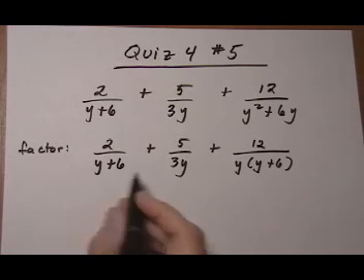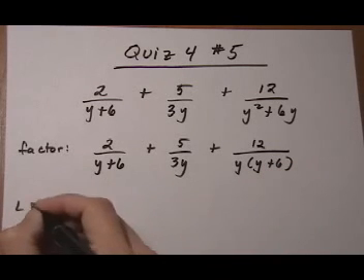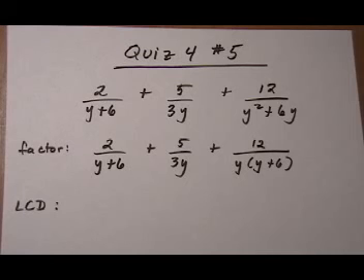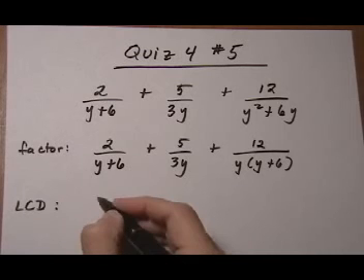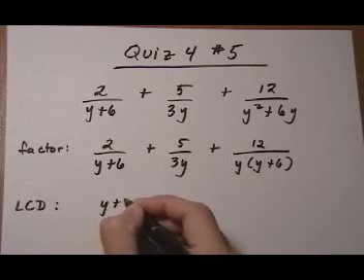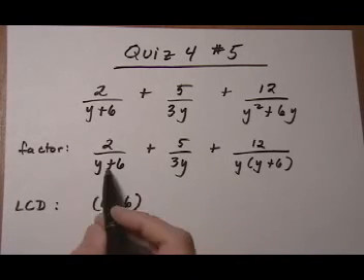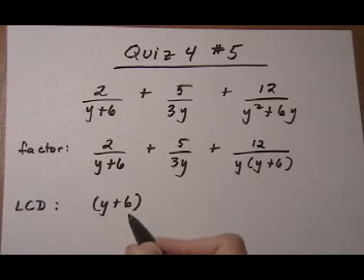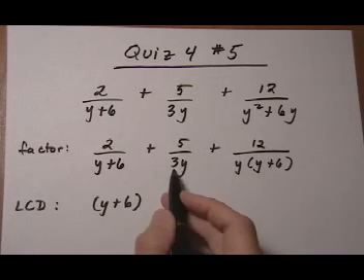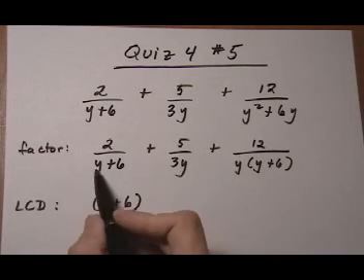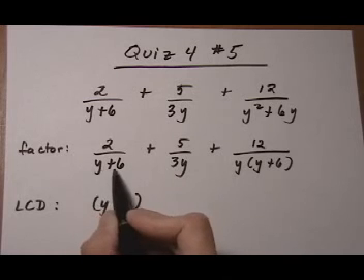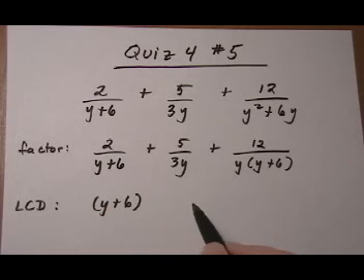Now that we have our factored denominators, we can build our least common denominator, the LCD. Take the first denominator that you see entirely. And remember, y plus 6 in its entirety is one factor. And factors are things that are going to be multiplied together. The y and the 6 here are not factors of each other because they're being added together.